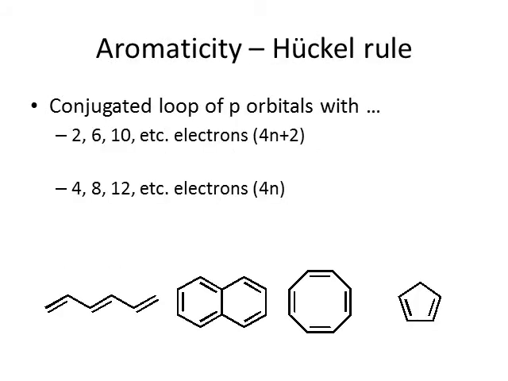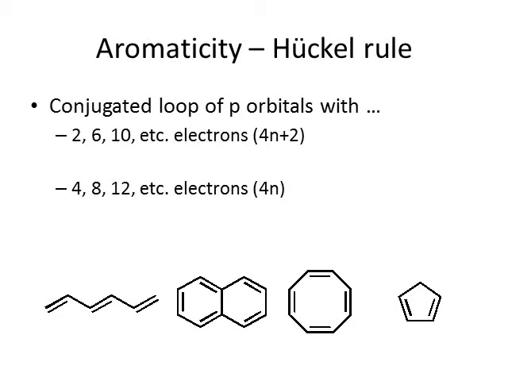So how can we predict, for a given pi system, whether it will be aromatic, that is particularly stable, or anti-aromatic, that is particularly unstable? Well, Huckel came up with a rule.